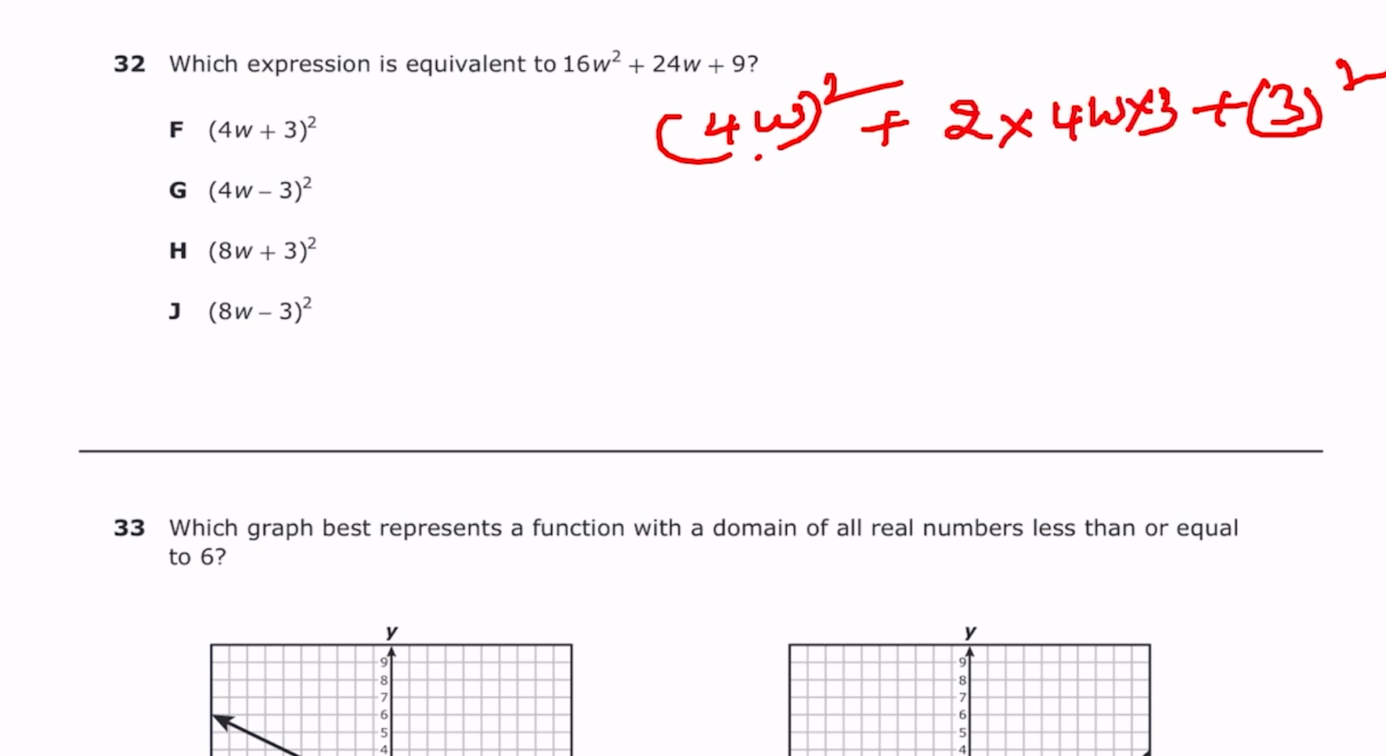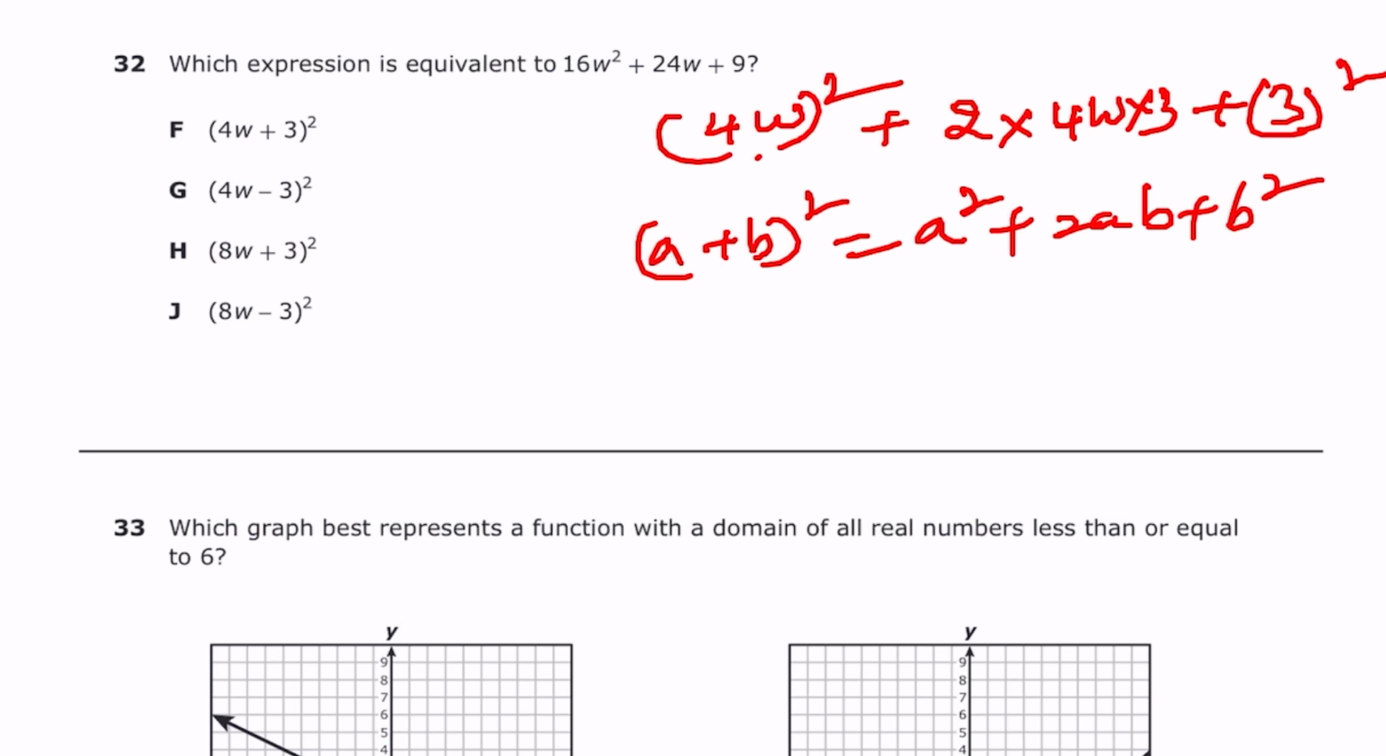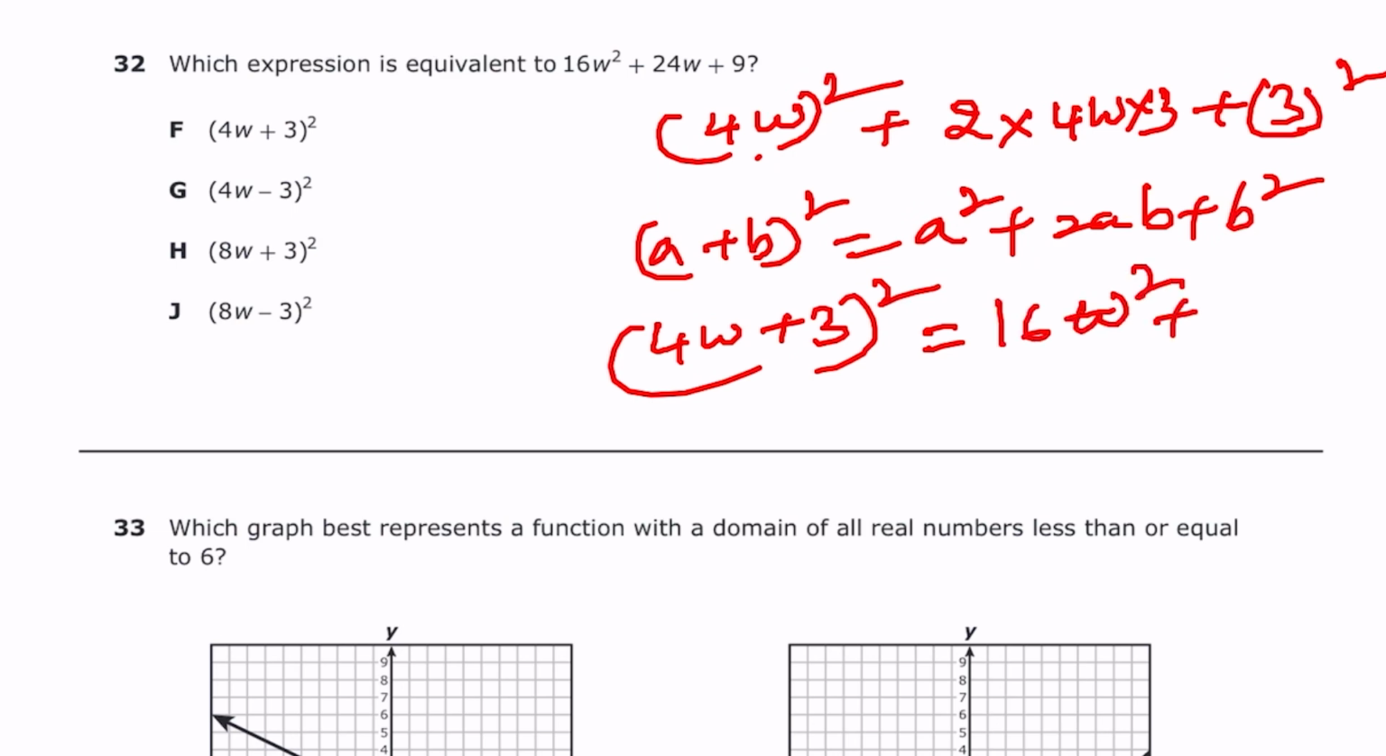So it is in the form of a plus b whole square, which is equal to a square plus 2ab plus b square. So here your a is nothing but 4w and b is 3. So you're going to get 16w square plus 24w plus 9, since 3 square is nothing but 9. So where do you get 4w plus 3 whole square? This is the first option which we are having. It's a perfect square.